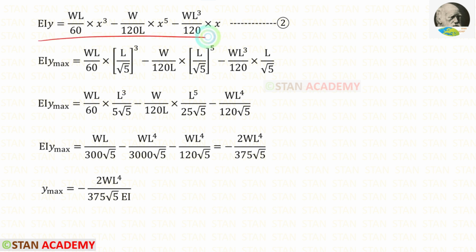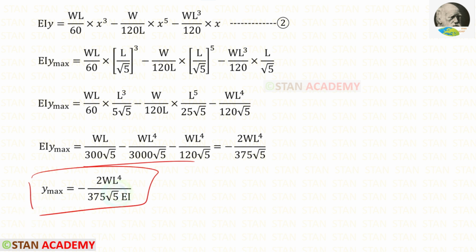Now in the deflection equation, instead of x, let us apply L upon root 5. After the simplification, we will get the maximum deflection, which is equal to minus 2 WL power 4 upon 375 root 5 EI. Now we are going to end this session.